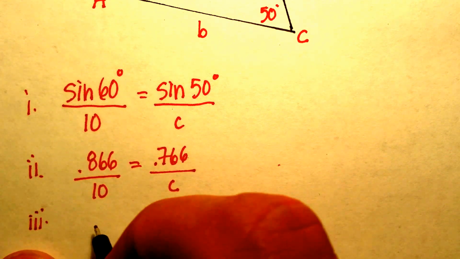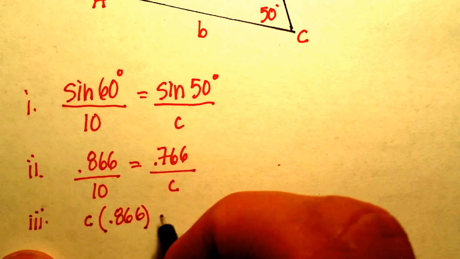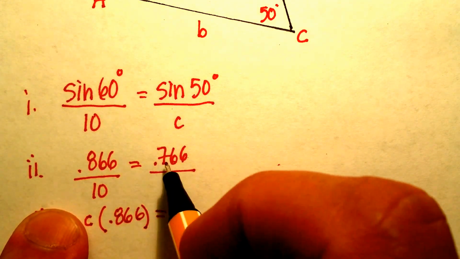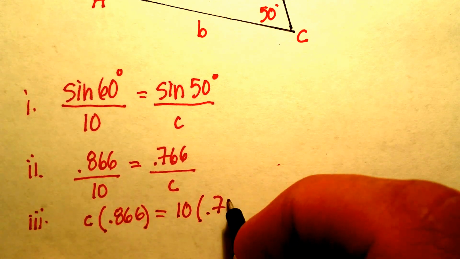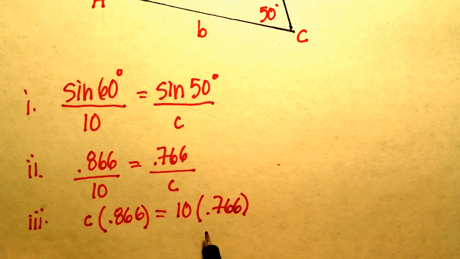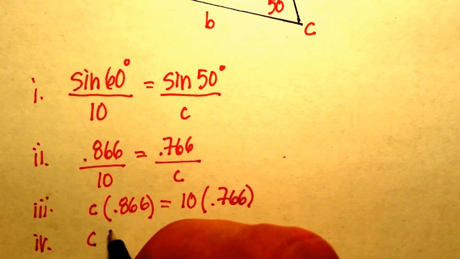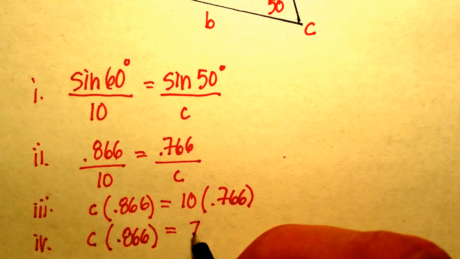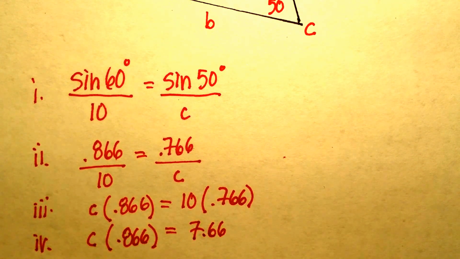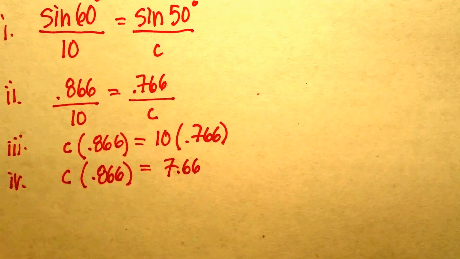So that times that gives me C times 0.866, 10 times 0.766. Move the decimal place over 1. So step 4. And then finally divide both sides by 0.866, and that should give me my answer. Let's see what we do here.